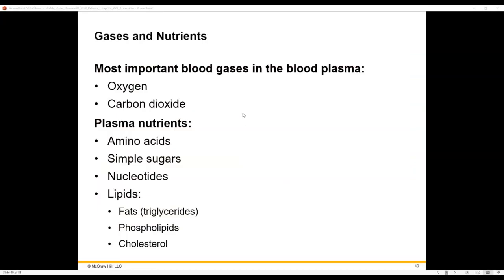All right, gases and nutrients. The most important blood gases in the blood plasma include oxygen and carbon dioxide. The plasma nutrients include amino acids, simple sugars, nucleotides, and lipids. And lipids include fats or triglycerides, phospholipids, and cholesterol.